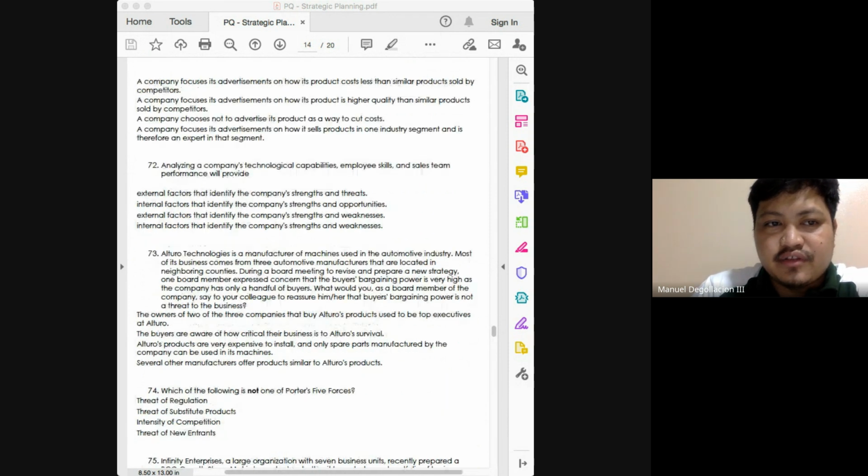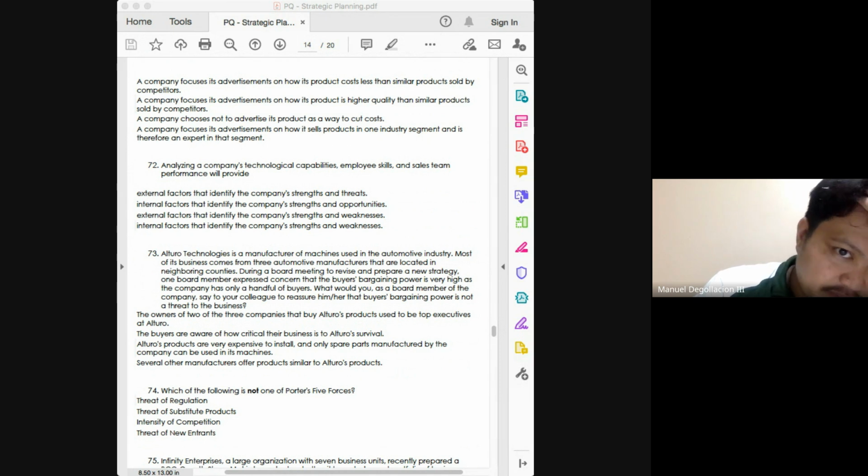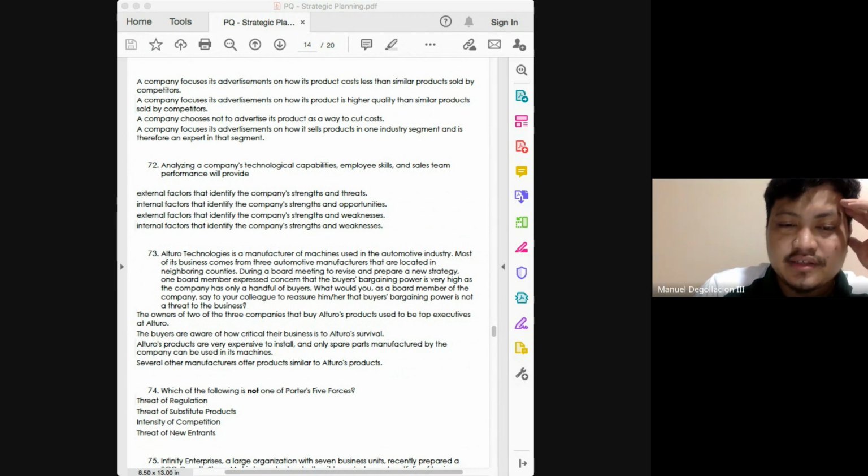72. Analyzing a company's technological capabilities, employee skills, and sales team performance will provide internal factors. So employee skills, sales team performance, and the company's own existing technological capabilities refer to internal factors. And under the SWOT analysis, internal factors give you the company's strengths and weaknesses. Okay, external gives you the opportunities and threats. Internal gives you the strengths and weaknesses.